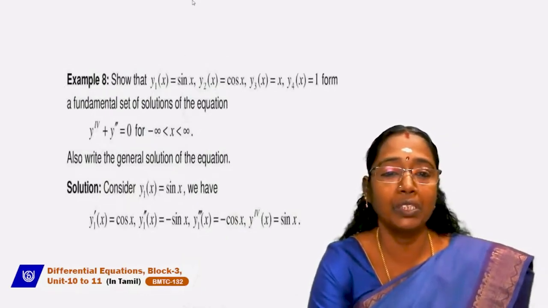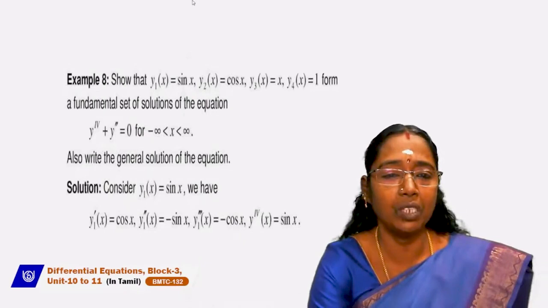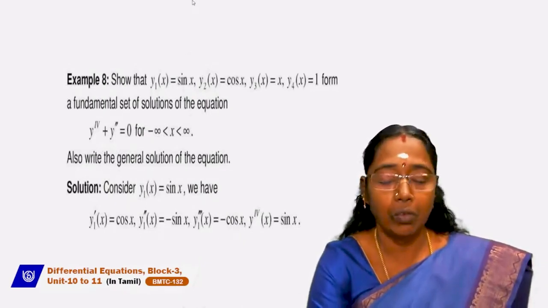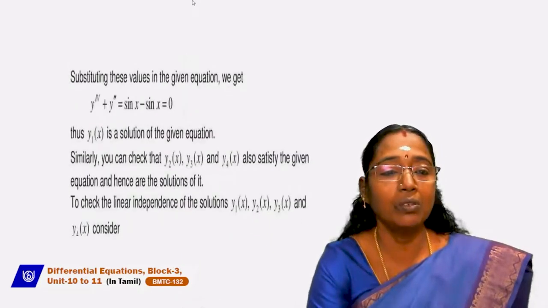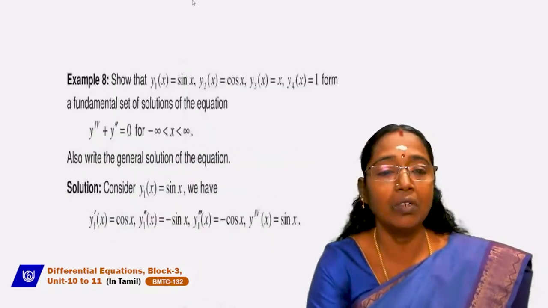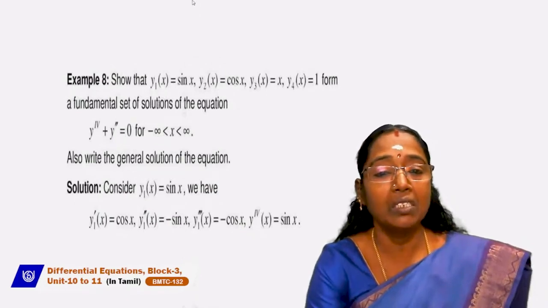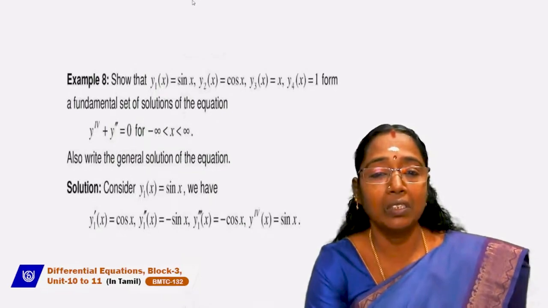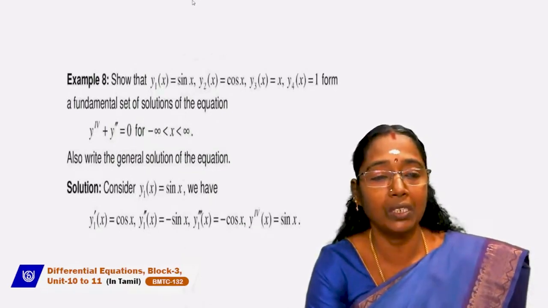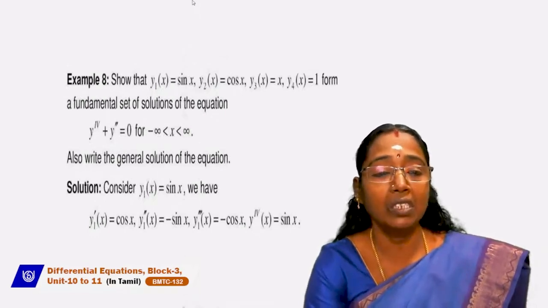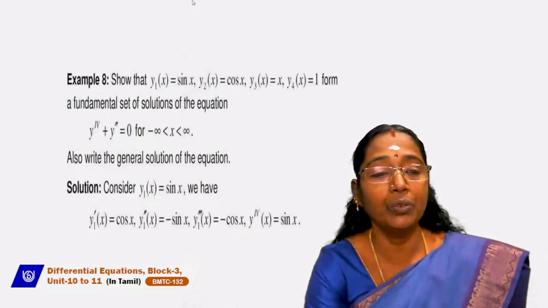Next one, y2 of x. What is y2 of x? It is given as cos x. y2 dash of x is minus sin x. What is y2 double dash of x? That is minus cos x. And then y2 triple dash will be equivalent to sin x. So in this way, again substituting in y4 dash plus y double dash, if you substitute the values, this will be cos x minus cos x, again equivalent to 0.